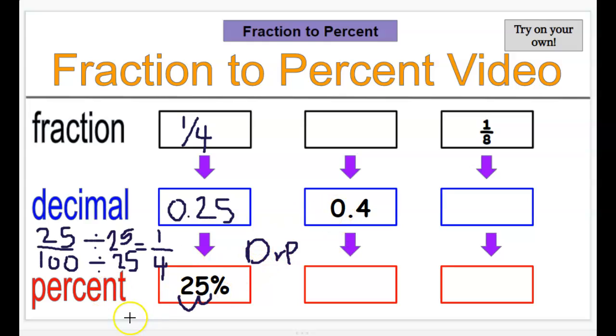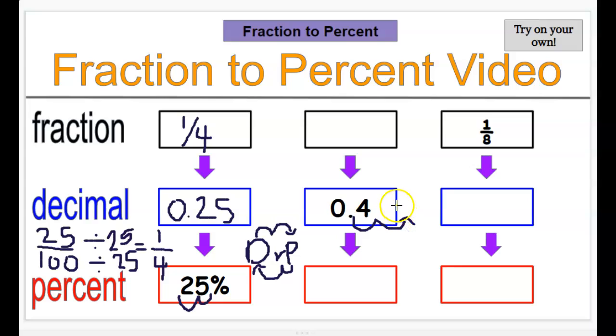So if I'm going from a percent to a decimal, like I did here, you would go 1, 2 to the left. Just like we did here, 1, 2 to the left. If I'm going from a decimal to a percent, like I'm about to do, you're going to go 1, 2 to the right.